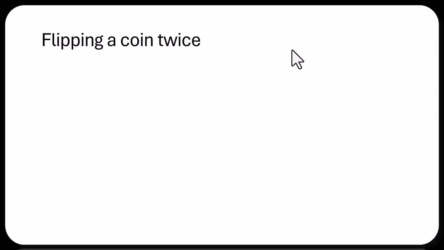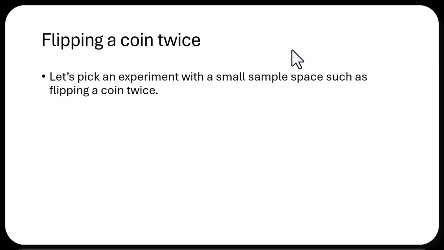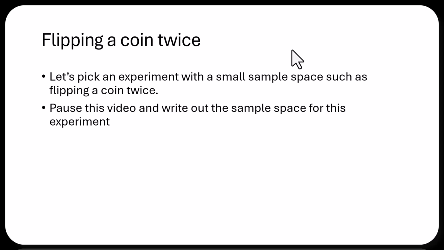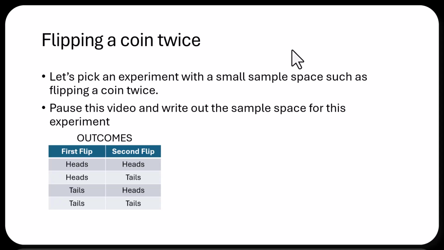So before we get into that, let's do a much simpler example where we just flip a coin twice. The reason I'm picking this experiment is because it has a much smaller sample space. So pause this video and write out the sample space for flipping a coin twice. In other words, list all the possible outcomes. So the 4 outcomes are heads, heads; heads, tails; tails, heads; tails, tails.